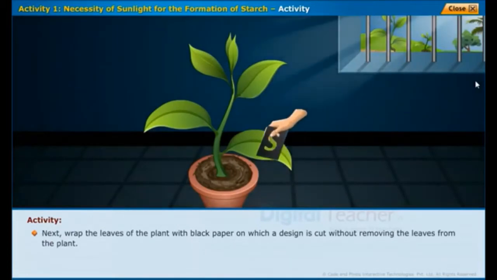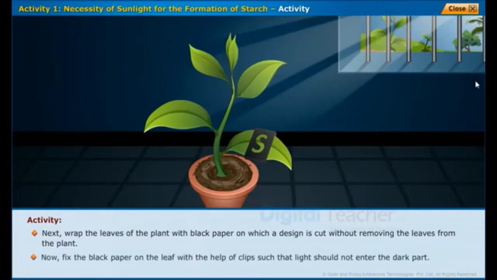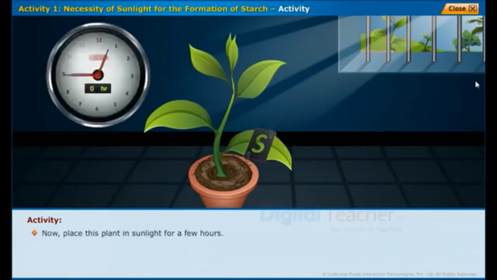Next, wrap the leaves of the plant with black paper on which a design is cut without removing the leaves from the plant. Now, fix the black paper on the leaf with the help of clips such that light should not enter the dark part. Now place this plant in sunlight for a few hours.